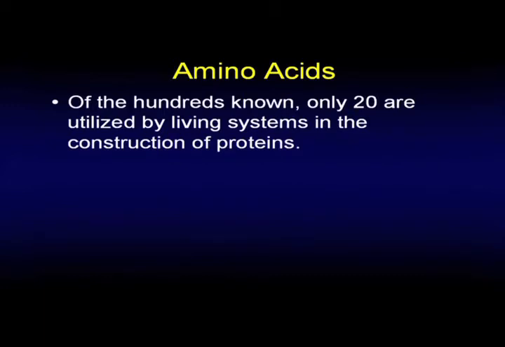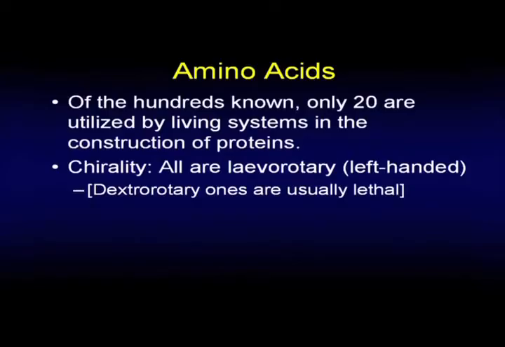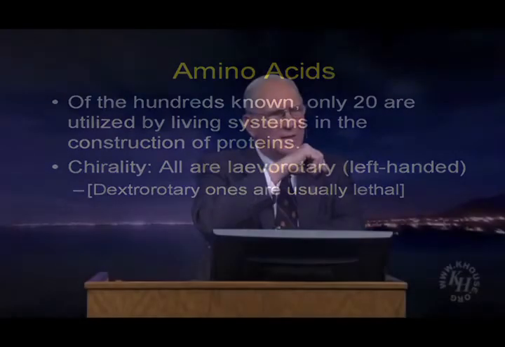Amino acids. There are hundreds of different kinds that are known, but only 20 are used by living systems. And they're used to construct the proteins that make us up. It's interesting, when you put one of these molecules together, you can put it together 2 ways. You can build the molecule and you can make its mirror image. It turns out that all living things are left-handed. Right-handed equivalents are poisonous to the left-handed ones. All life uses left-handed chirality. The chirality is always left-handed.